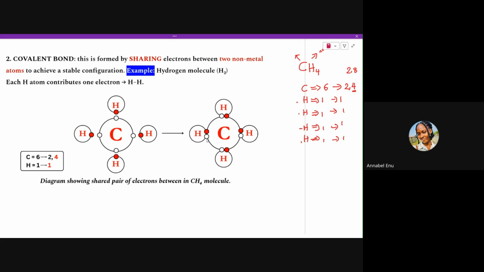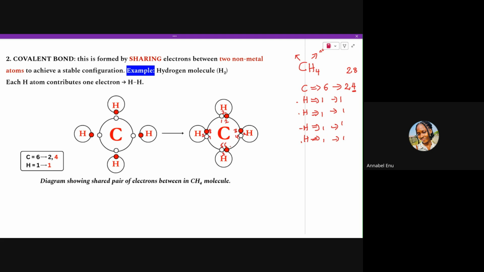Now when you see it clearly, when you see it at this other end, you see that carbon is now having 1, 2, 3, 4, 5, 6, 7, 8 electrons all together, because of the 4 that has been shared by hydrogen. And if you see now, each hydrogen is having 2 electrons, which is achieving the duplet structure, duplet stability.